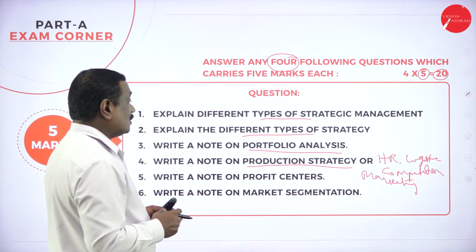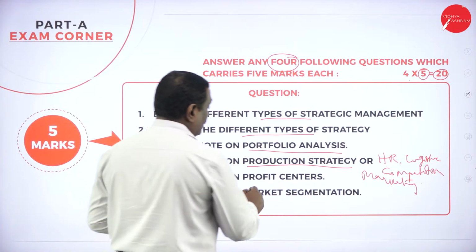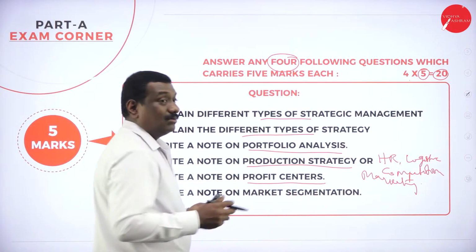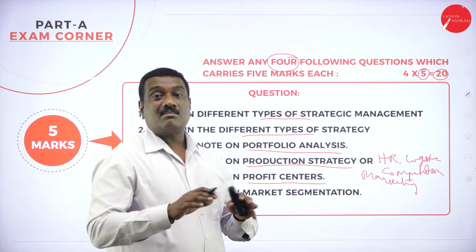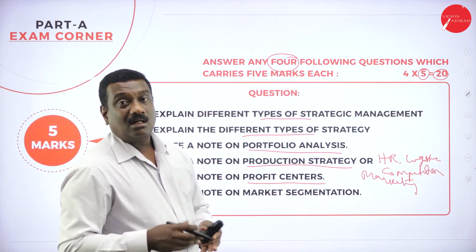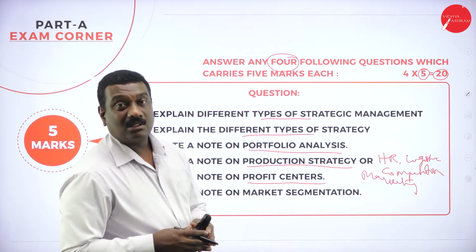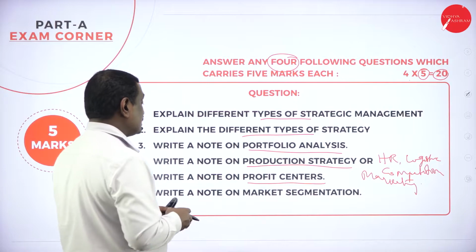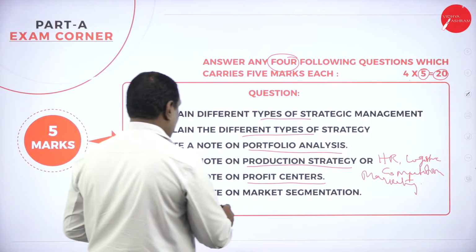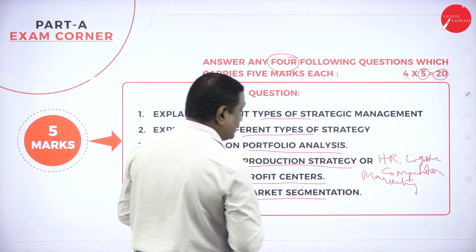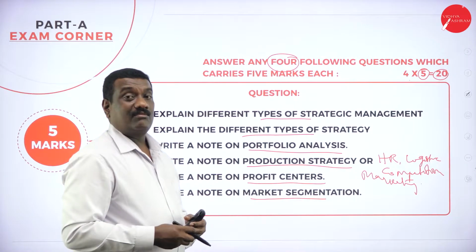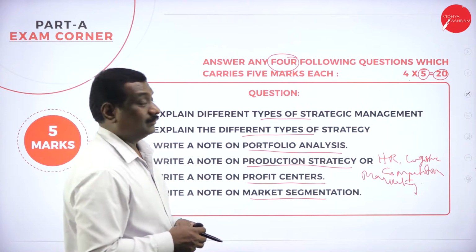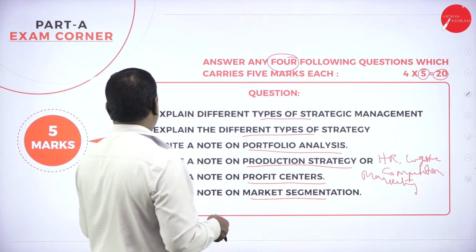Then write a note on profit centers. So you have to write what is a profit center and how the profit centers in the organization have been divided and how they will generate the incomes in the form of profit centers in the divisions or in departments. Then write a note on market segmentation. So about market segmentation, you have to write a small note. So this is all about 5 marks.